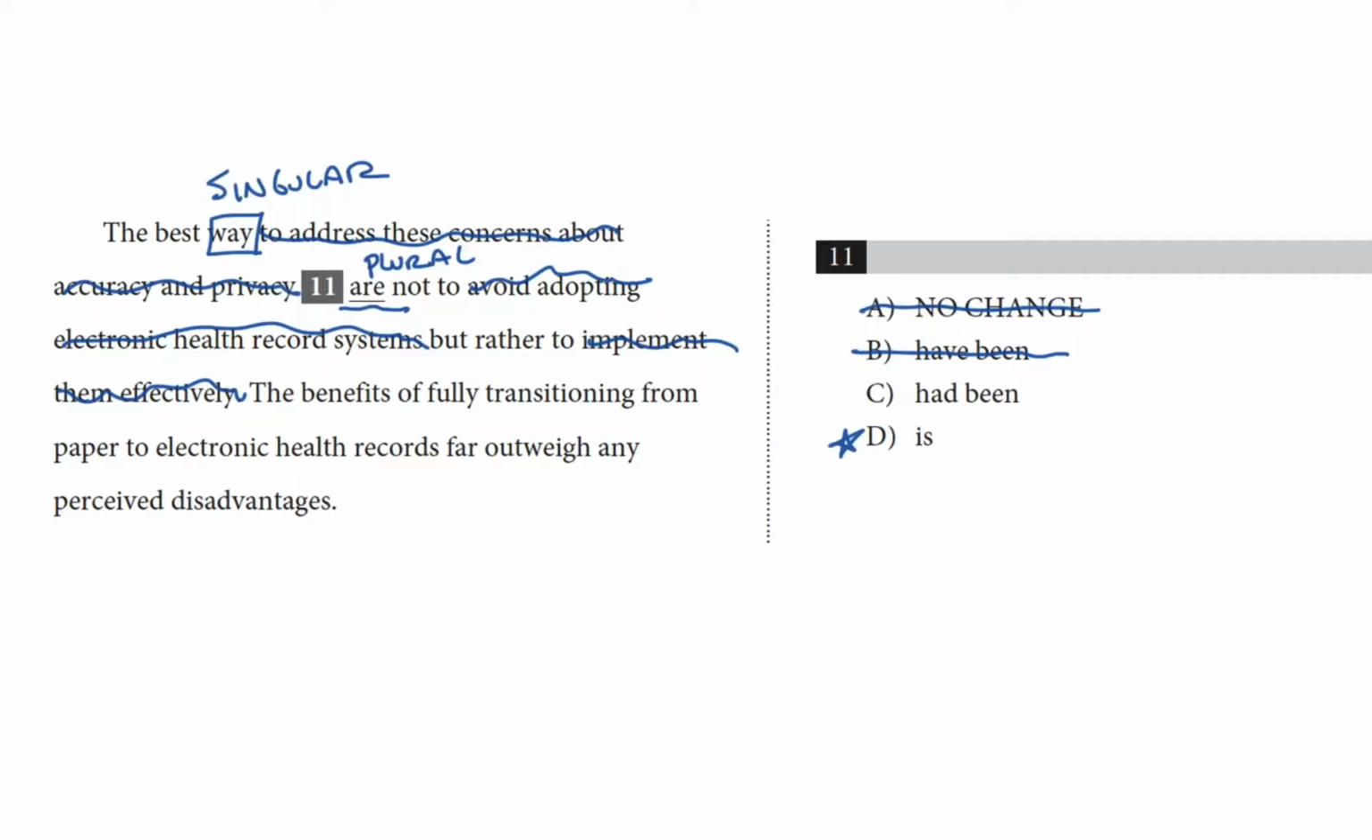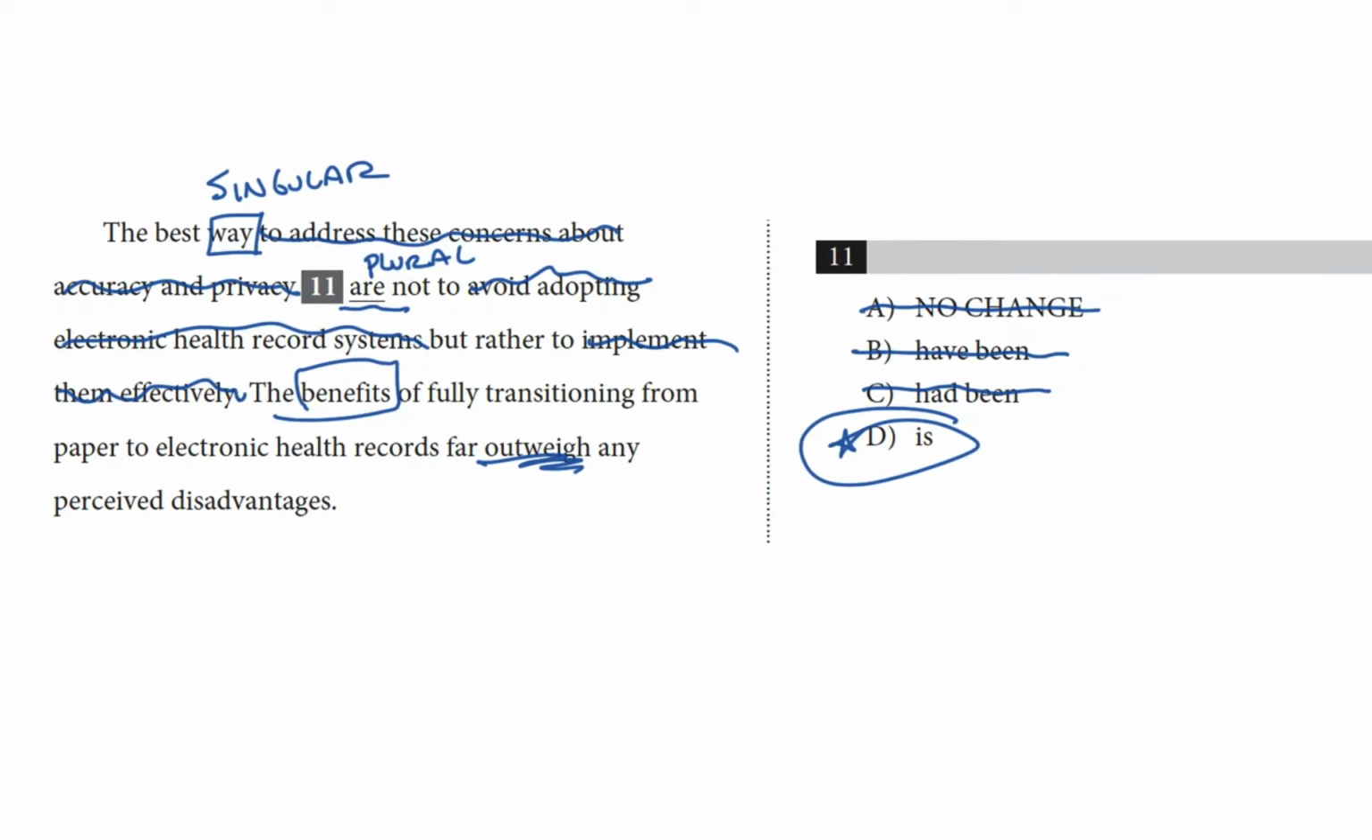So let's read into the next sentence. The benefits of fully transitioning from paper to electronic health records far outweigh any perceived disadvantages. Okay, so the subject is benefits, and the verb is outweigh. So benefits outweigh, that's in the present tense. It's a general statement of fact. So let's carry that back to our choices. We're looking for a present tense option, and that leaves only D. C is in past tense, and that means it doesn't match. So D is our answer.